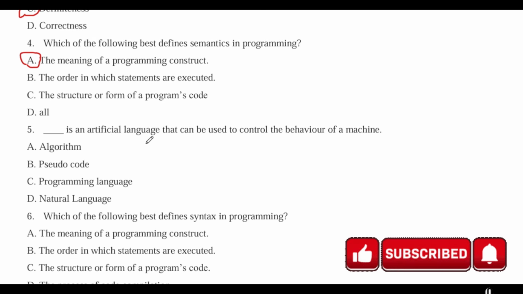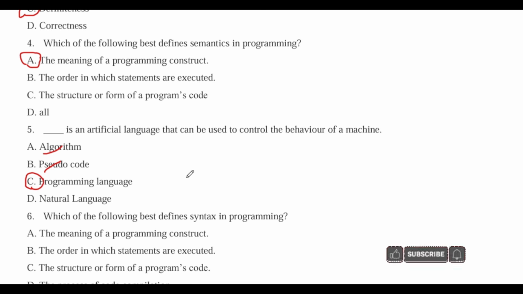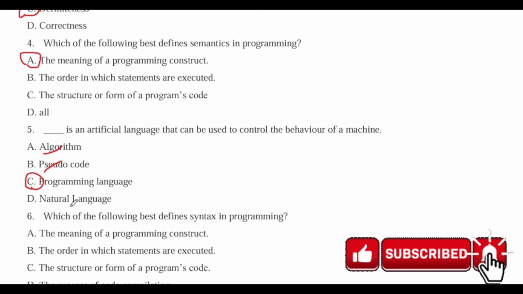Question number 5. Dash is an artificial language that can be used to control the behavior of a machine or computer. Algorithm is a step-by-step procedure. Pseudocode is English-like language. The answer is programming language. Programming language is an artificial language, while natural language is the natural language. So the answer is C. Programming language is an artificial language that can be used to control the behavior of a machine.